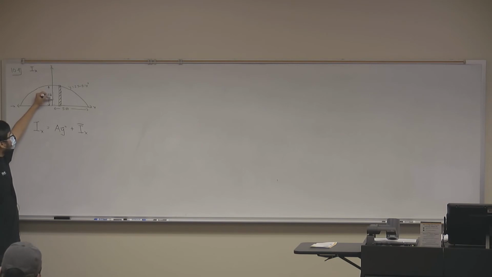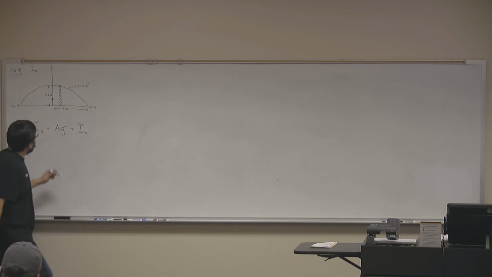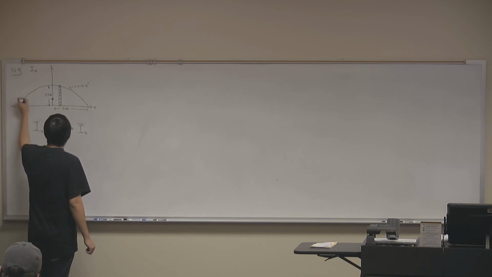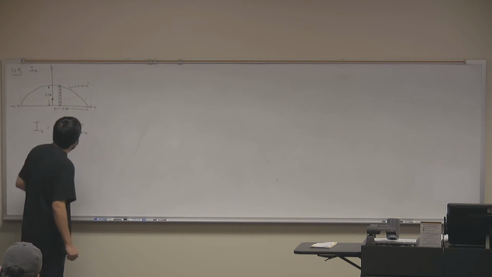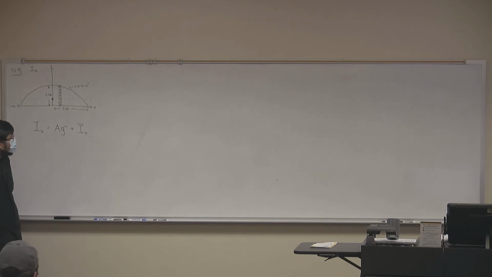Let's just say the centroid is here, just for the sake of it, right? And then this will be the moment of inertia about an axis that passes through that center. If we were to find this moment of inertia, this shape wouldn't really help us much because this is still parallel to the axis.